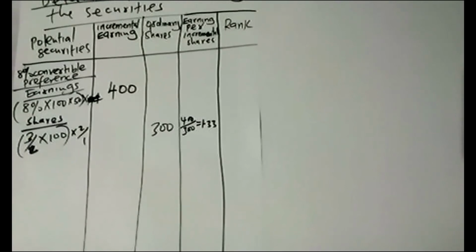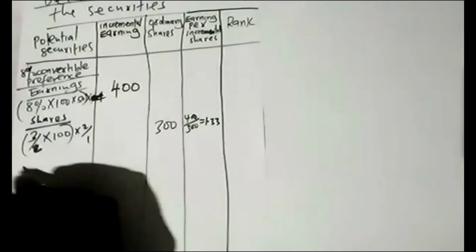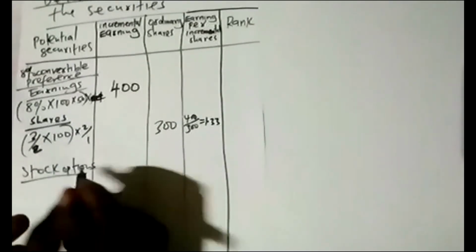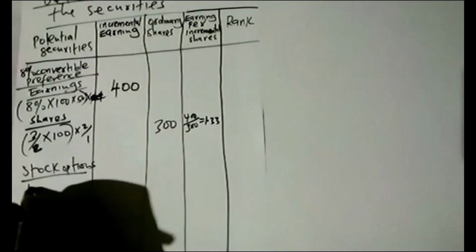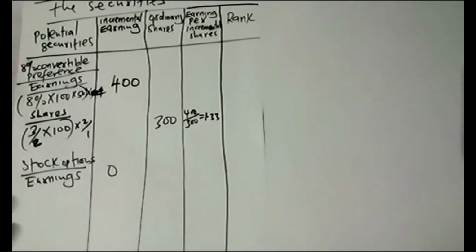So the next one is a stock. The next one was under note 6. Stock options, yes. So you write there stock options. You will find that under stock options, your earnings is always 0 because nobody will exercise. Your earnings will always be 0. Nobody will exercise. That is what they said.